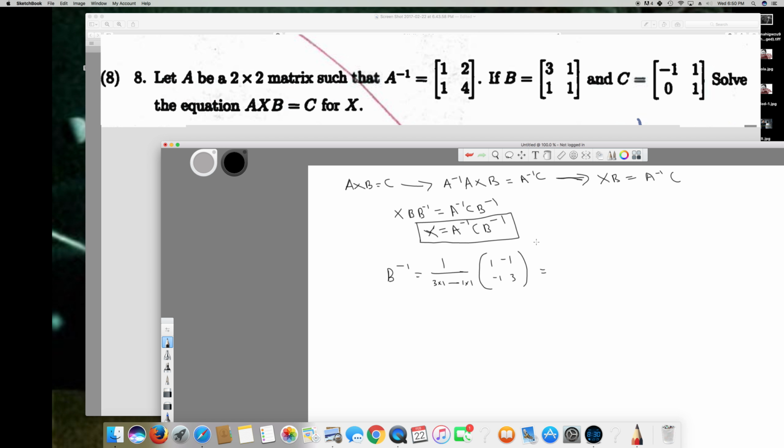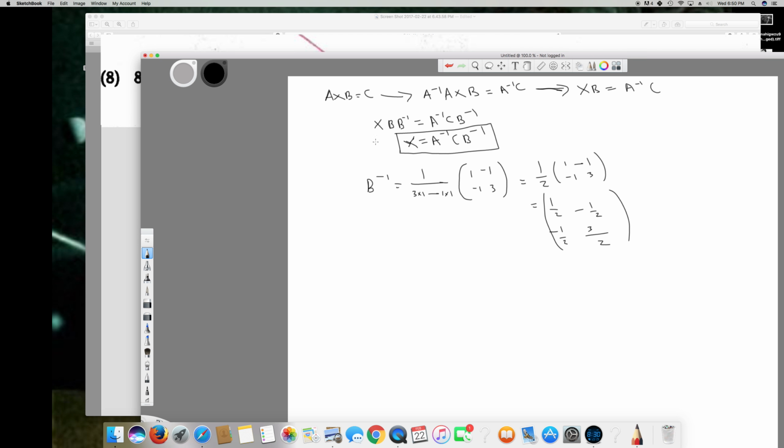So if I multiply that, first of all I can solve this: 3 minus 1 is 2, so it's going to be half times this matrix, [1 -1; -1 3]. Now I simply multiply everything by half, so the answer will become [1/2 -1/2; -1/2 3/2]. I have found the B inverse. All I have to do is put it in the equation and find the X right now.